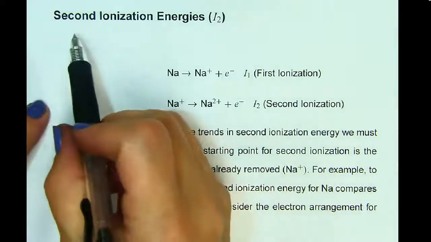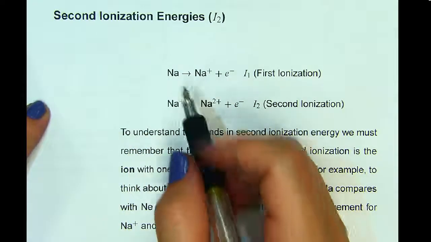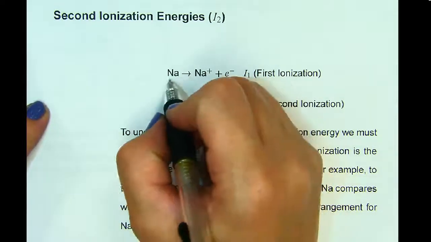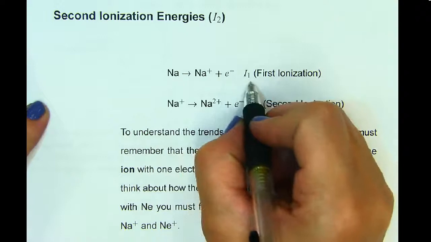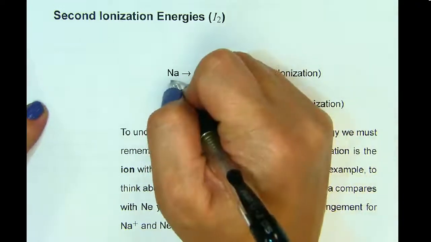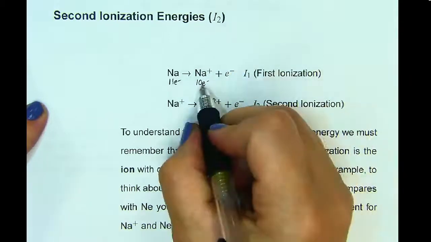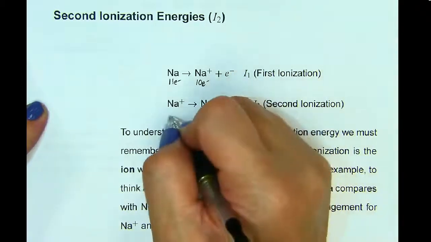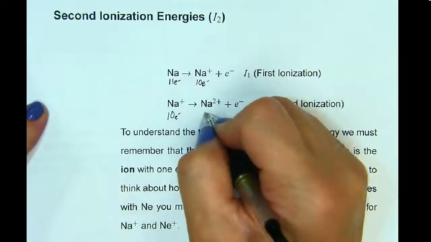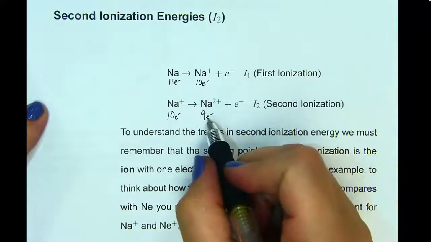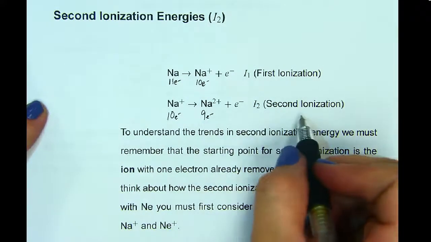Now let's look at second ionization energies. So here's sodium, and its first ionization energy, I1. After the first electron is removed, it had 11, now it has 10. And then once I try to go from 10 electrons to 9 electrons, that's the second ionization energy.